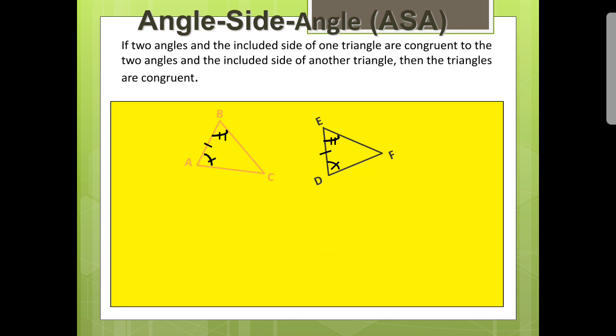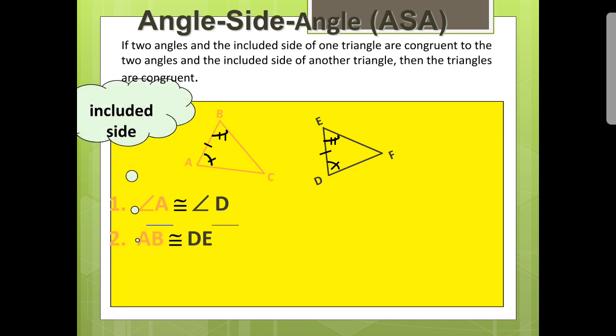Same figures of triangles, ABC and DEF. To prove that they are congruent using ASA, the first congruent part: angle A is congruent to angle D. Side AB is congruent to side DE, and that is the included side. And the last one, angle B is congruent to angle E.